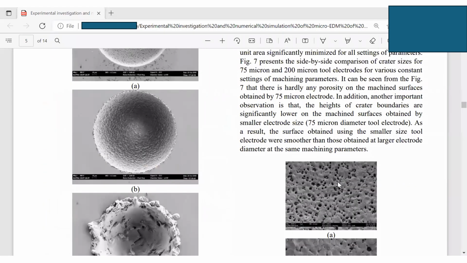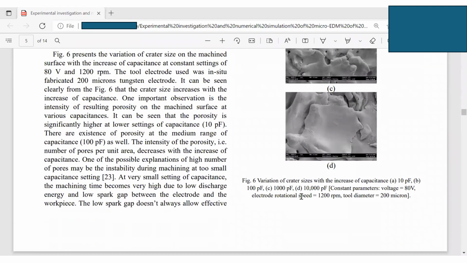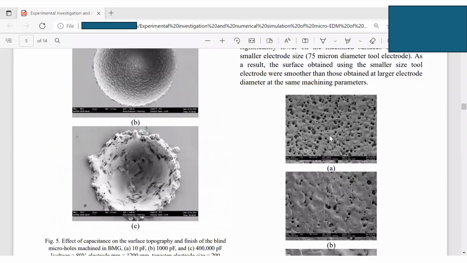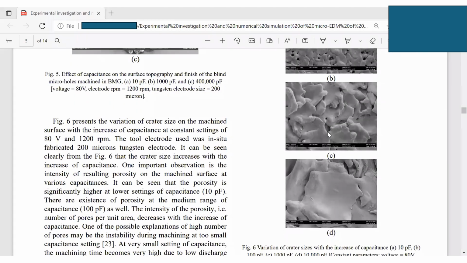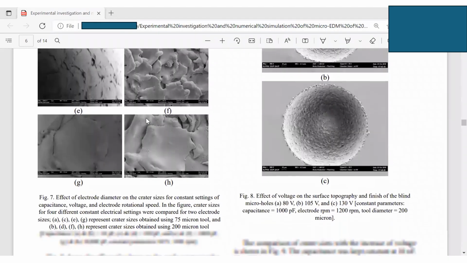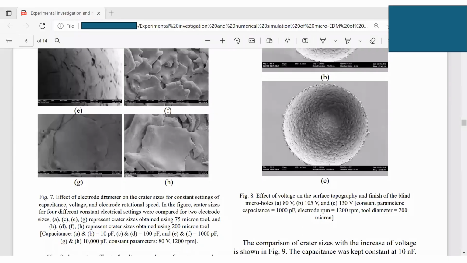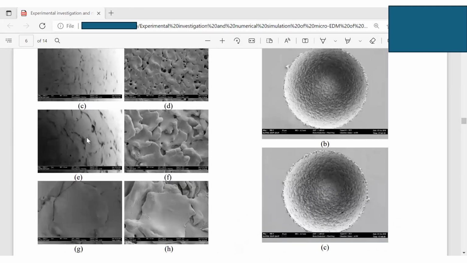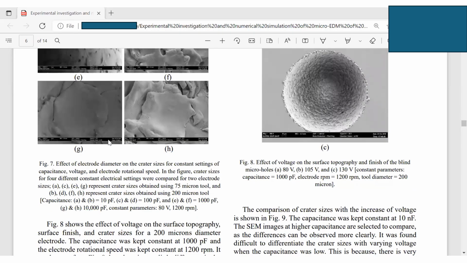So here is SEM analysis. Crater size is a crater. How big the crater is? The different magnification. So here is a crater. The crater size. This is the effect of electrode diameter on the crater size. So in the figure, the crater size is for 4 different constant electrode settings compared for 2 electrode sizes. You can see the difference between different electrode diameters.